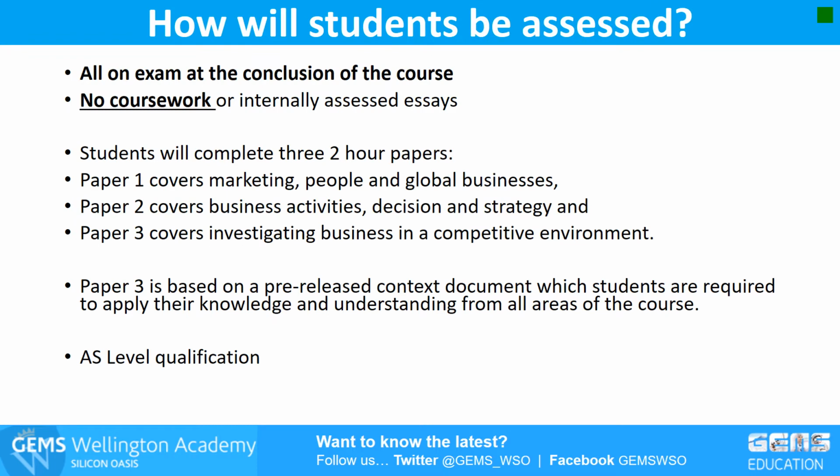A-level business is all exam assessed, so no coursework or internally assessed essays. Students will sit 3 2-hour papers at the end of year 13, covering the 4 themes mentioned earlier. You may have heard of an AS level qualification. The way the course is developed is theme 1 and theme 2 can be assessed formally in exams at the end of year 12.